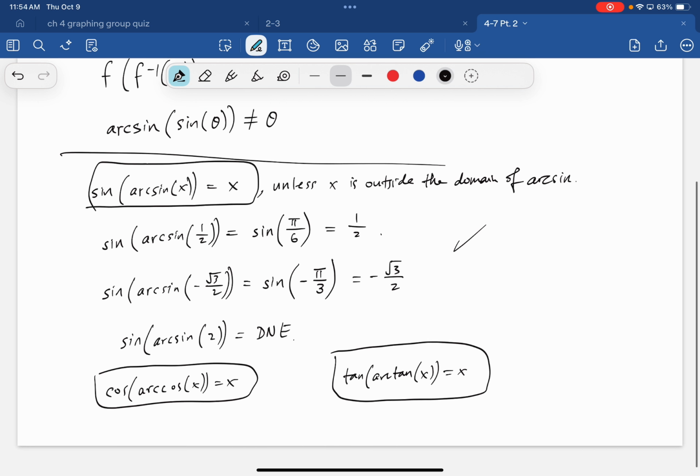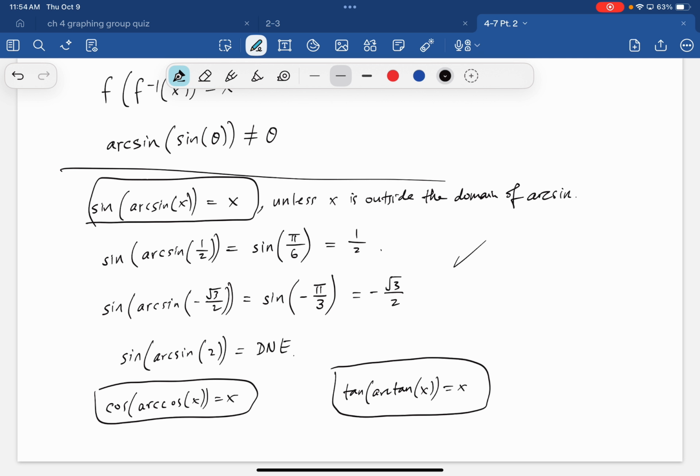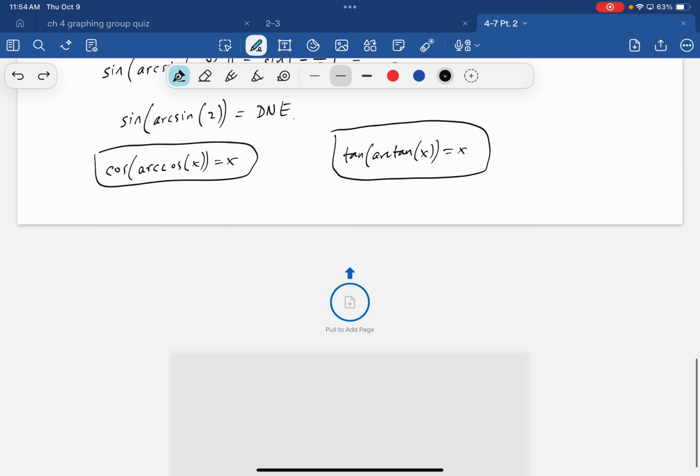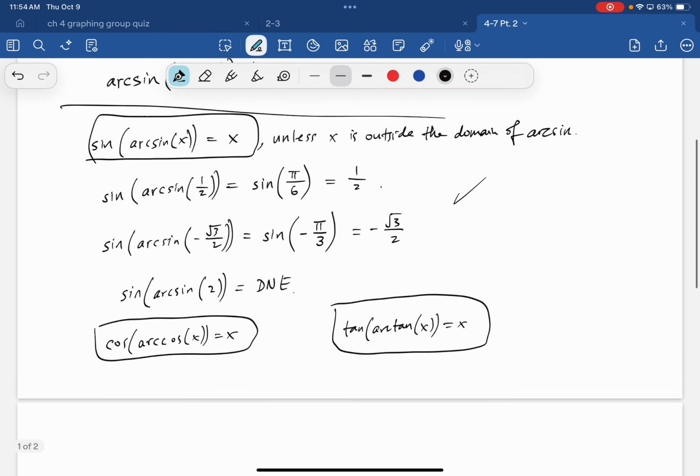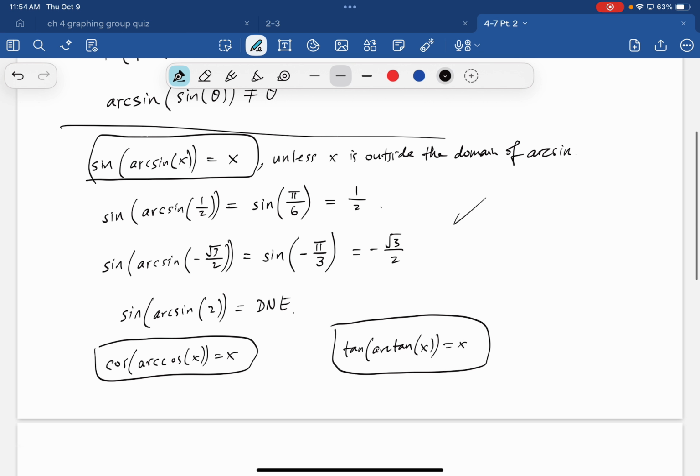Okay, so remember the order. This only works for sine of arcsine. The reverse is not true. Arcsine of sine, that does not apply. Anybody want to come up with a mnemonic for us that I can put into the video? How to remember that this only works for sine of arcsine?